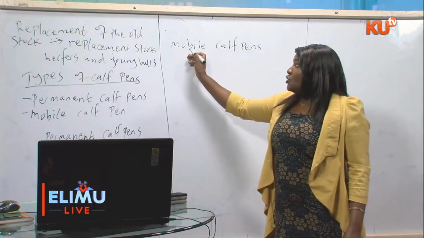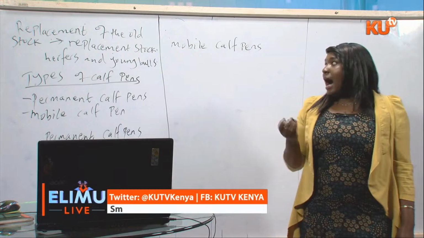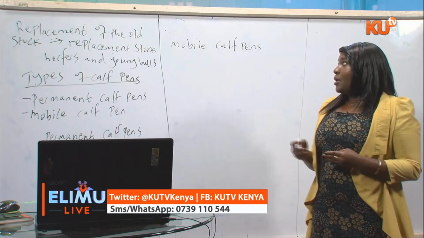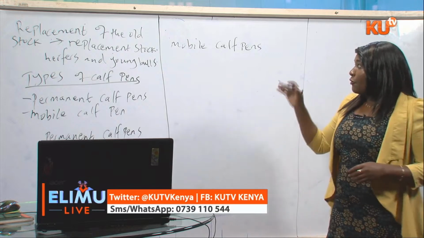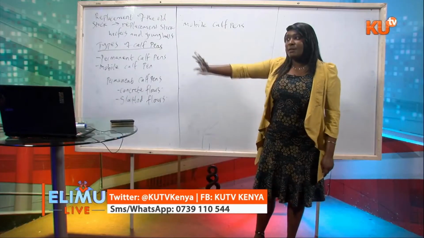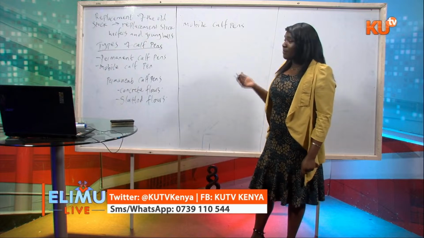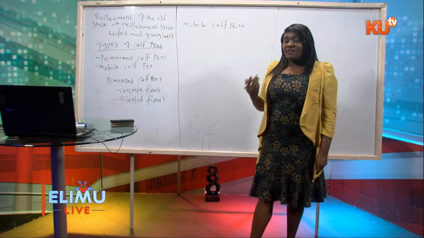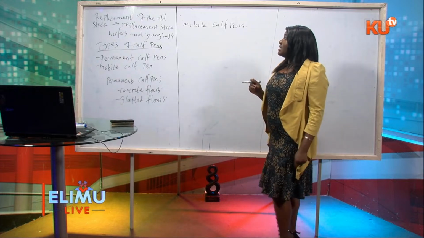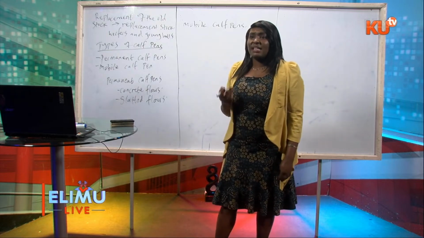So these calf pens have an advantage. There is no buildup of parasites and diseases. Because of that movement, because you move them almost every other day, there's no buildup of parasites and diseases. Parasites like the ticks, you move them, you leave the pests where they had been left, where they had spent the previous day. Maybe a disadvantage we can point out on this particular area of the mobile calf pens is that it can be a bit laborious and tedious.